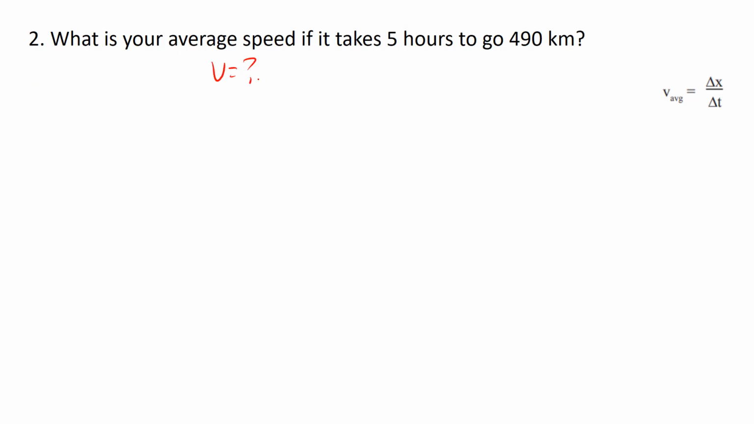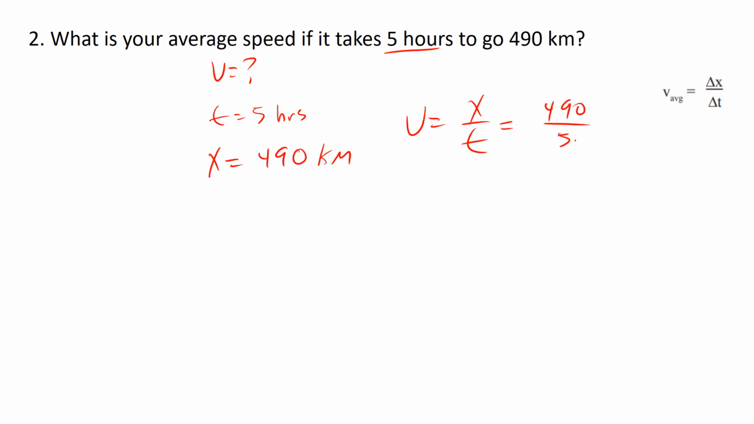What's your average speed? So what's your velocity? If it takes 5 hours, time equals 5 hours, not seconds. Tempting to do that. The distance, or displacement, of 490 kilometers, I guess it's distance because it doesn't tell you where. And we're going back to the v equals x over t equation because it doesn't tell me I'm speeding up or slowing down. So it's just going to be v equals x over t, and it's going to be 490 kilometers, and the time's going to be 5 hours.